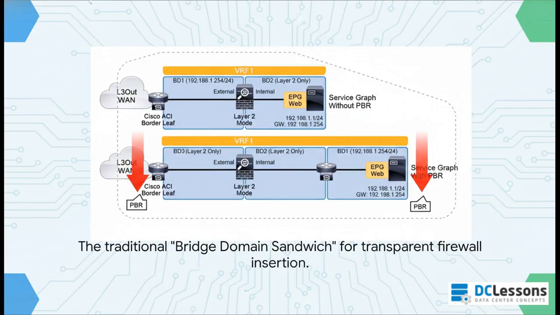We're essentially stitching two separate Layer 2 networks together with the firewall sitting right in the middle, making it a mandatory bump in the wire for every single packet that goes through.